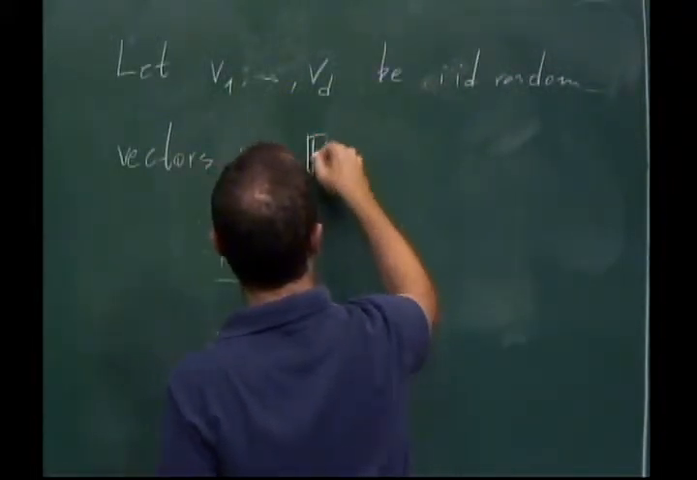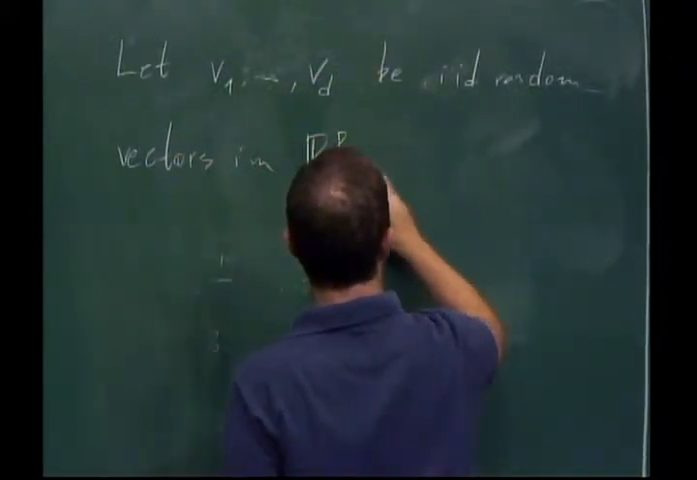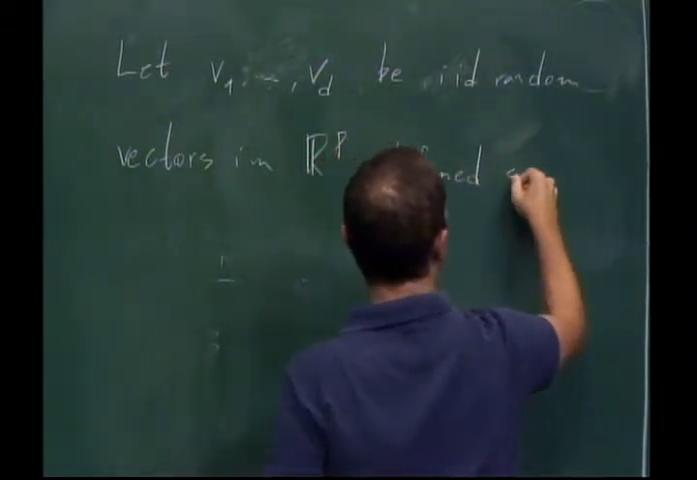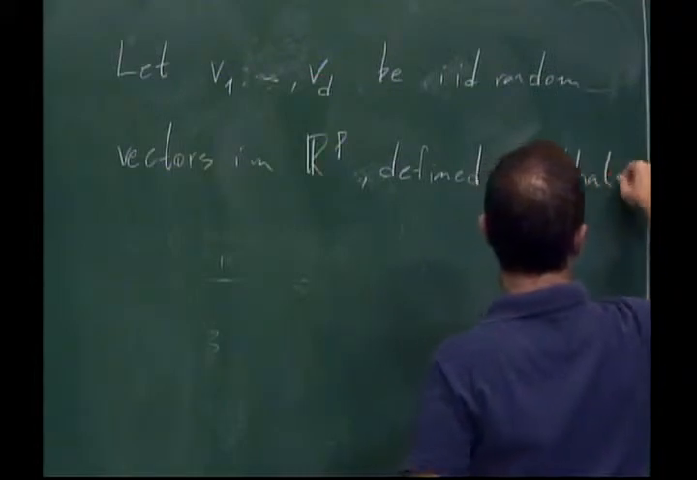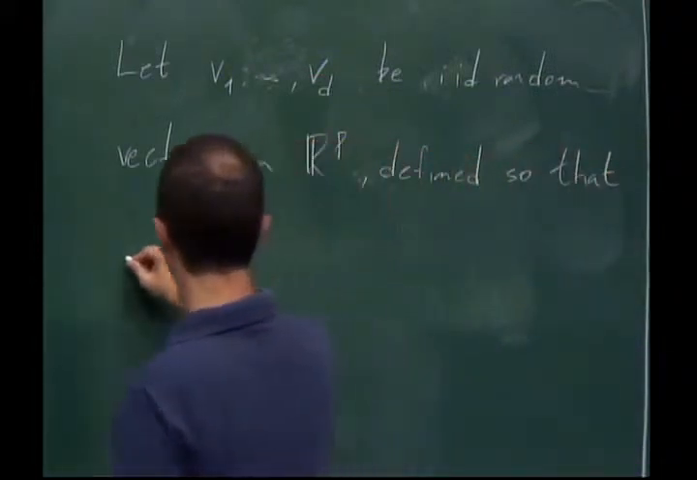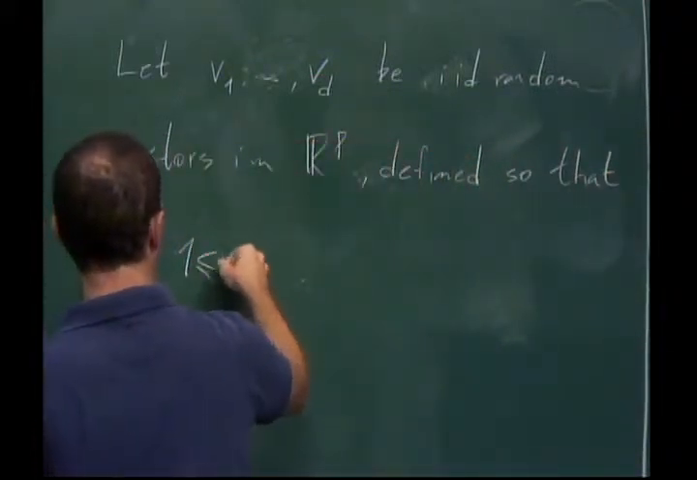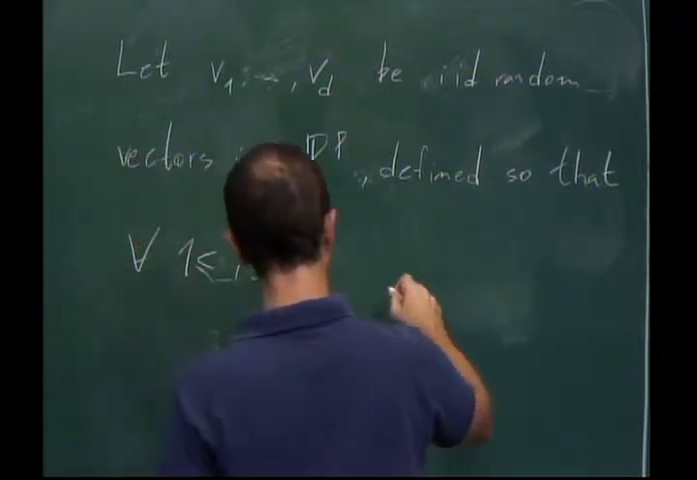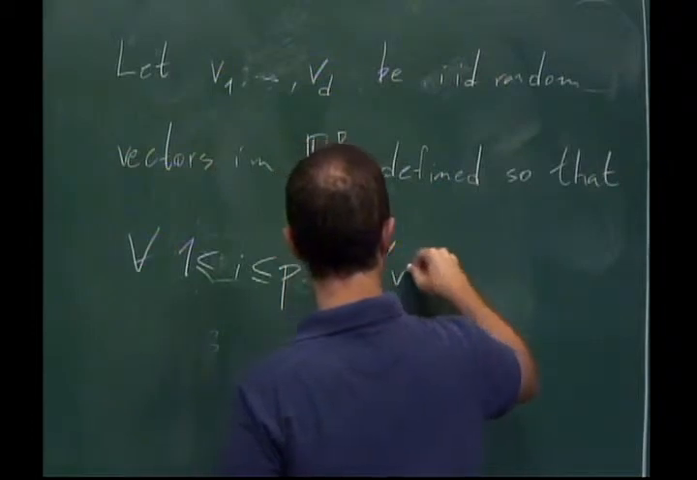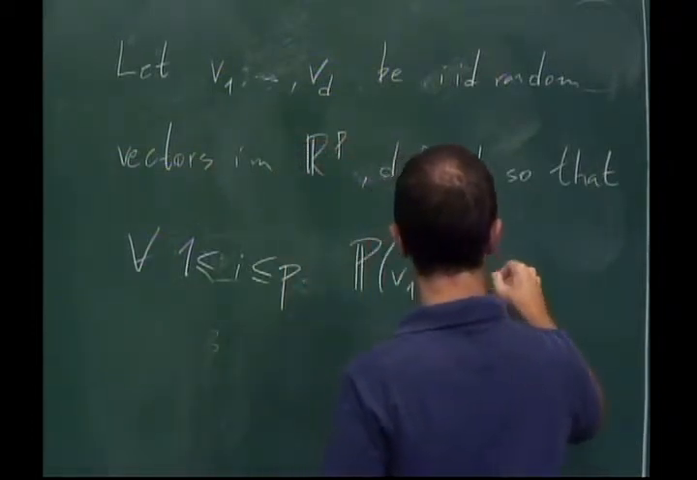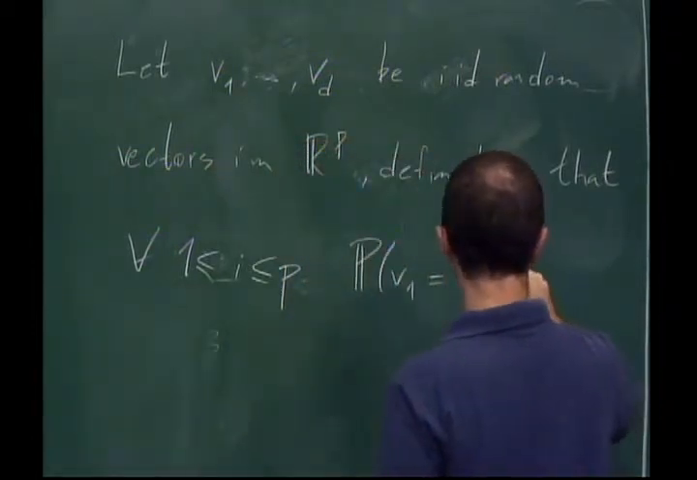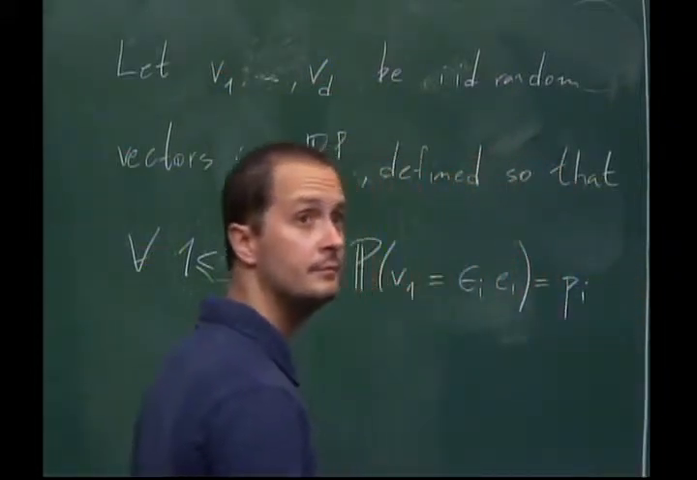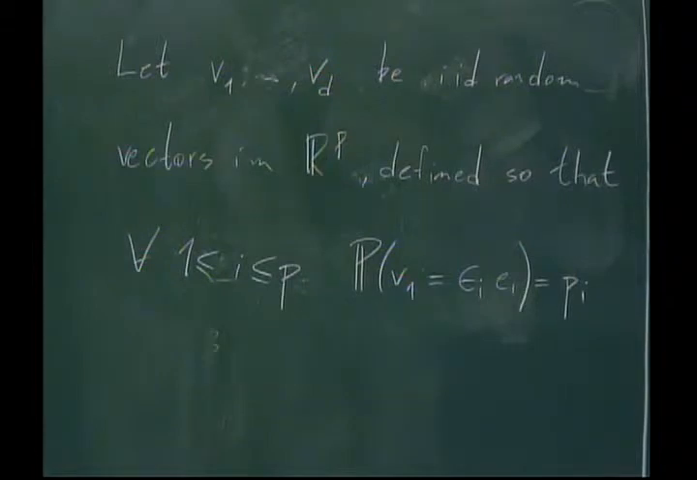In R^P, defined so that for all i between 1 and P, the probability that V1 equals epsilon_i e_i is p_i. So what is this saying?